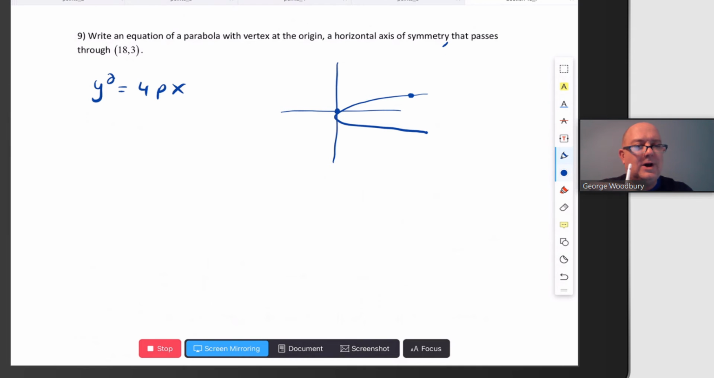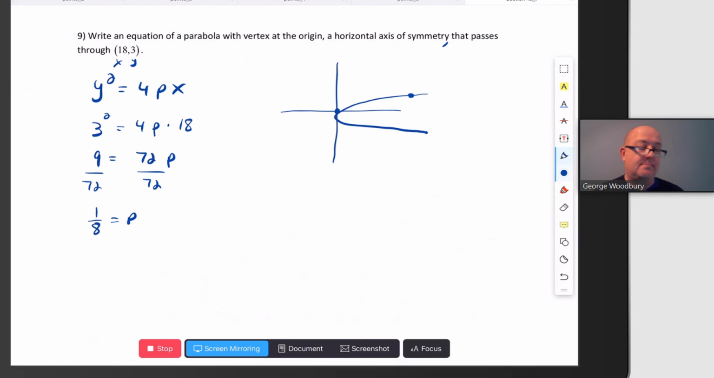So what can I do to figure out what p is? I don't know the focus or the directrix, but I do know a point on the graph. I know that when x is 18, y is 3. I can substitute those values in for x and y. That will let me solve for p. So put in 3 for y: 3 squared equals 4p times 18 for x. 9 equals 72p. Divide by 72, 1/8 equals p.